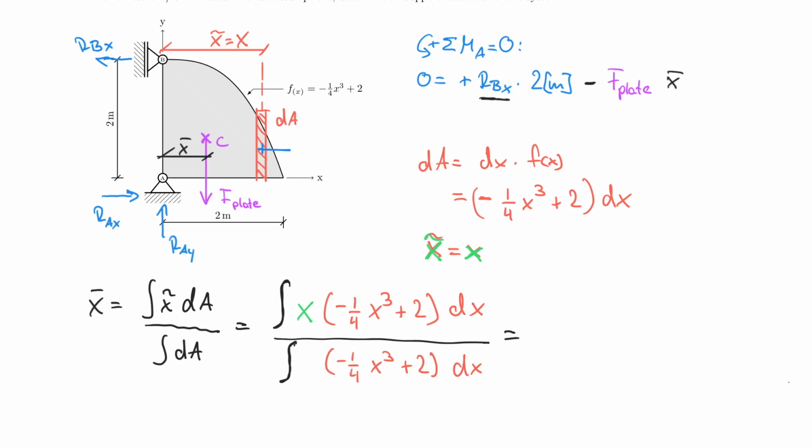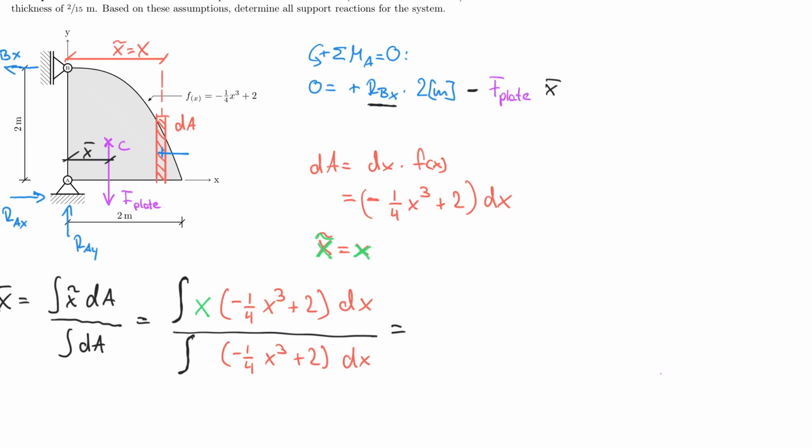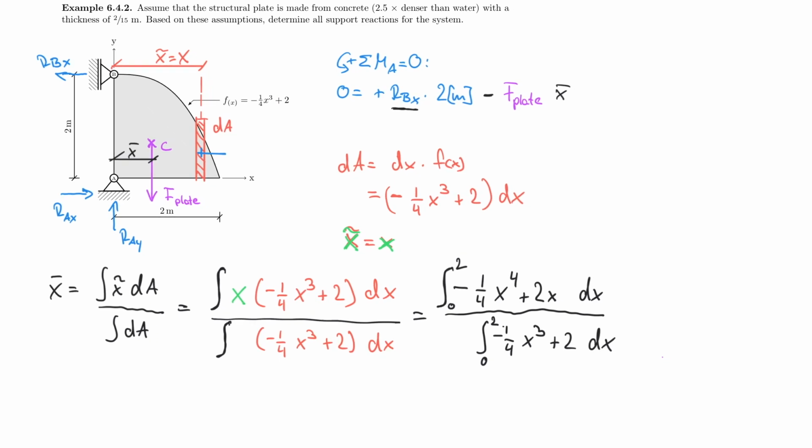And now it's a question of solving. I need to think about my integration constants. So let me first rearrange everything here. So I have -1/4 x to the 4 plus 2x and all of that dx. And I divide that by still the same thing. But I'm going to do that from 0 to 2, because I'm integrating over x for that plate here.